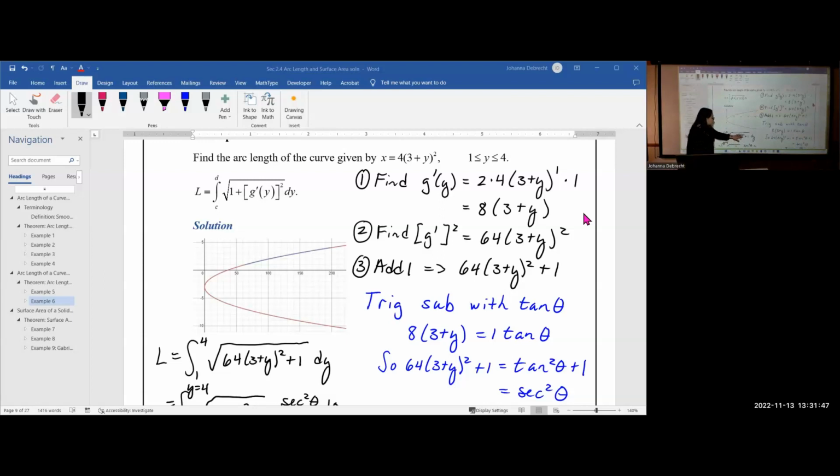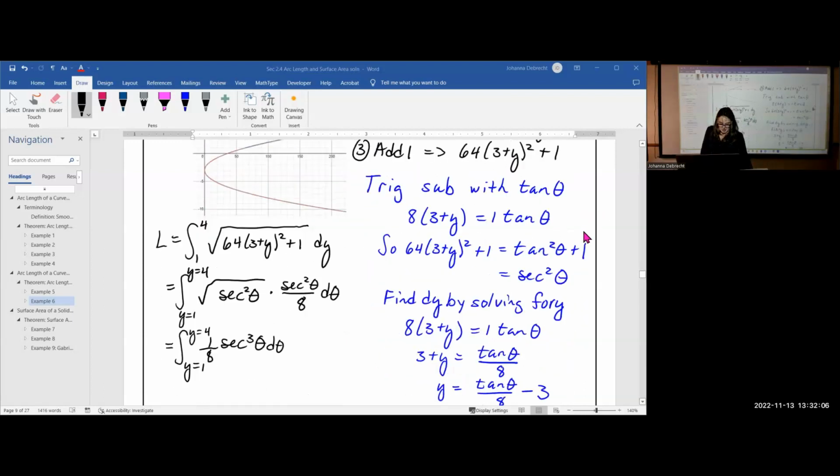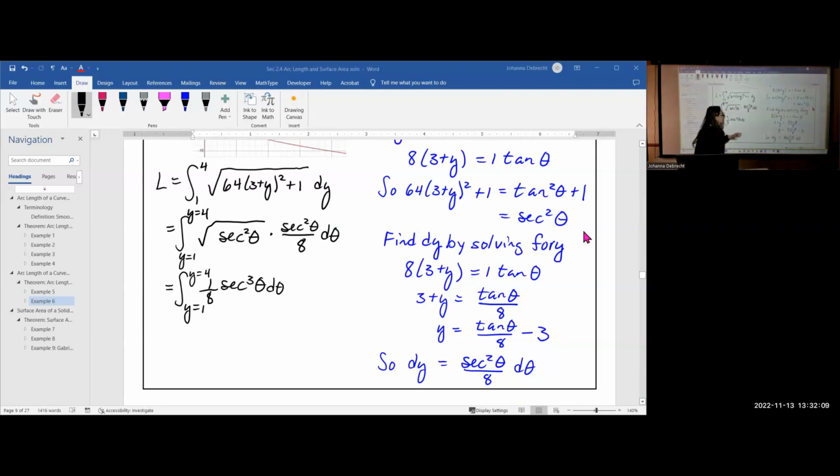So we know that we can replace this part under the radical with secant squared of theta, but that means the differential has to change from dy to d theta. So we come back to our main substitution equation, which is this one, and we solve it for y in terms of theta, and then we take the derivative of both sides with respect to theta. So you can find down here that I took the original substitution equation, I solved it for y and got tangent of theta over 8 minus 3. Taking the derivative with respect to theta gives secant squared of theta over 8, abuse the notation, and swing the d theta around. So this replaces the differential dy. So we get this right here.